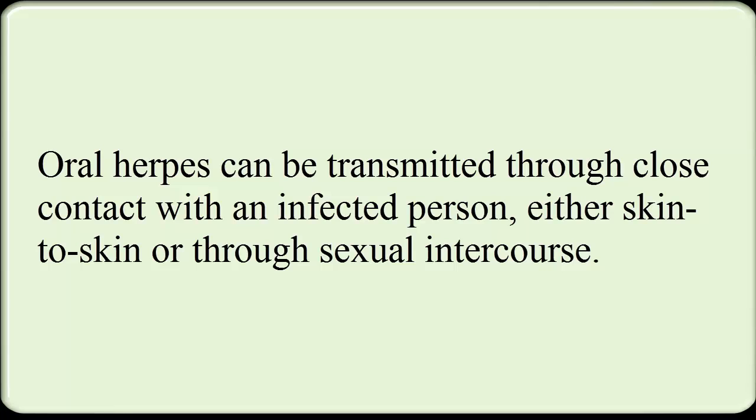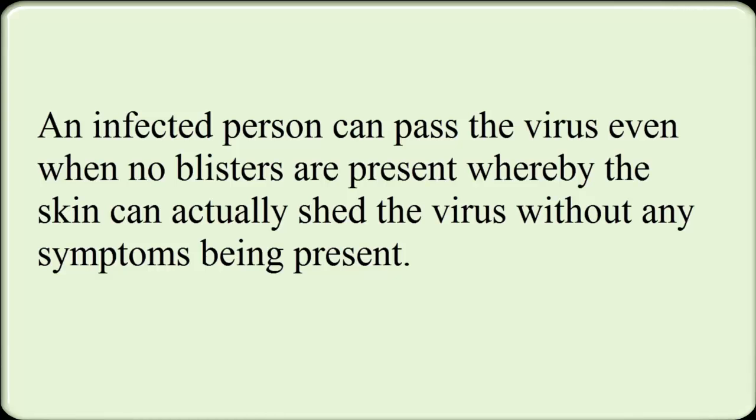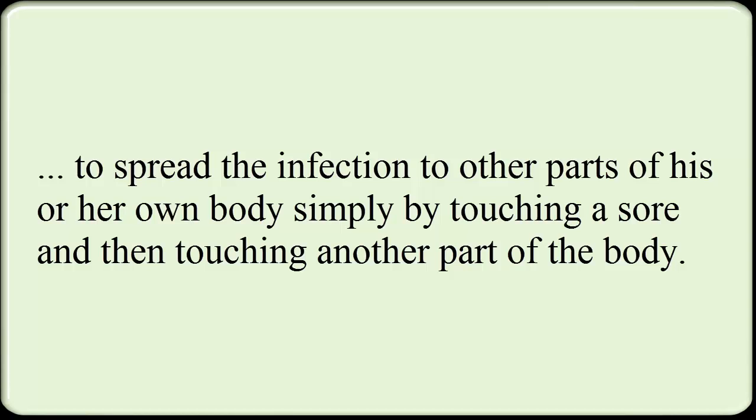Oral herpes can be transmitted through close contact with an infected person, either skin to skin or through sexual intercourse. An infected person can pass the virus even when no blisters are present, whereby the skin can actually shed the virus without any symptoms being present. The virus typically enters the body through skin breaks, and it is possible for an infected person to spread the infection to other parts of his or her own body simply by touching a sore and then touching another part of the body.